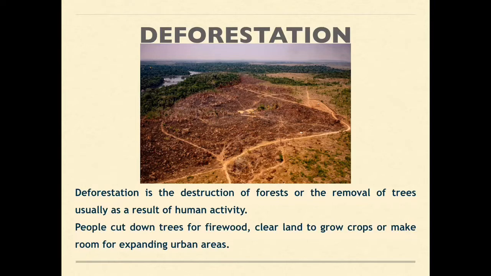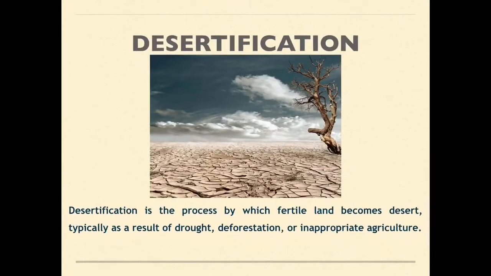Deforestation is the loss of forests or trees in a specific area. Deforestation is the destruction of forests or the removal of trees, usually as a result of human activity. People cut down trees for firewood, clear land to grow crops, or make room for expanding urban areas.